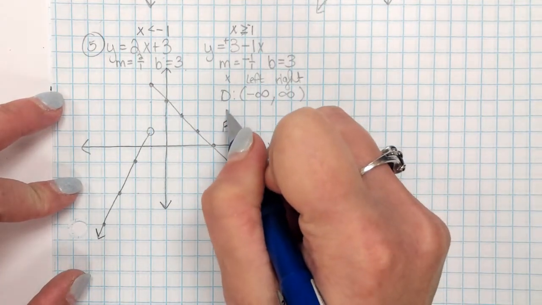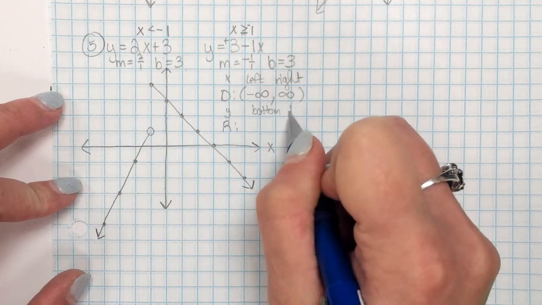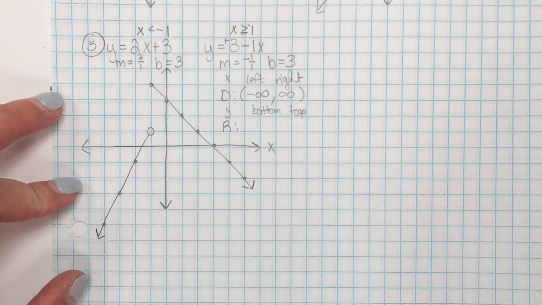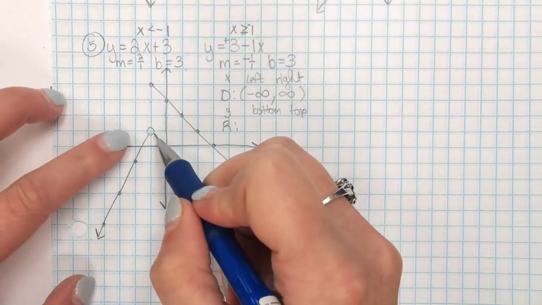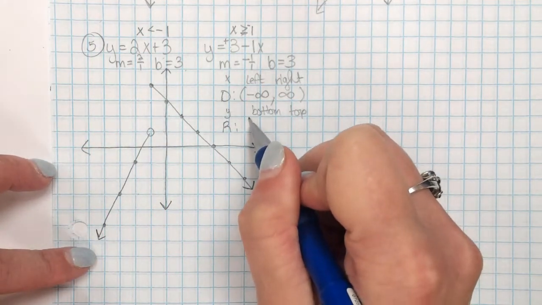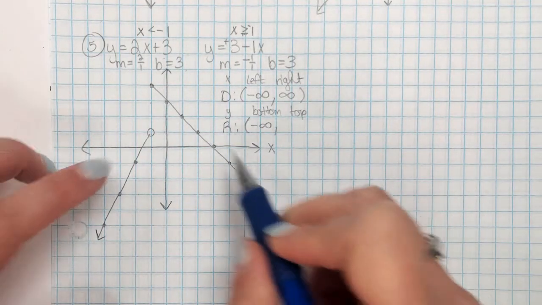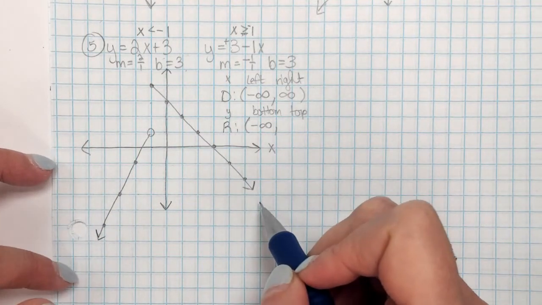All right, then you have range. Range is from bottom to top. All right, so we see actually two of them going down forever and forever. So if they're both going down, that's negative infinity. And see, they're both going down. You don't see any of them going to the top.